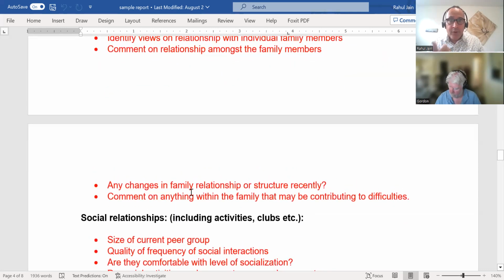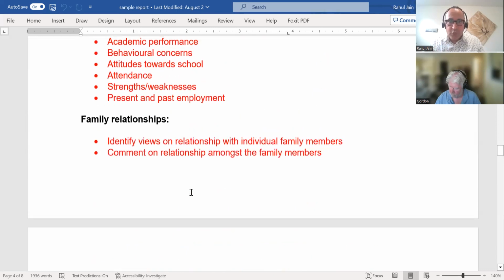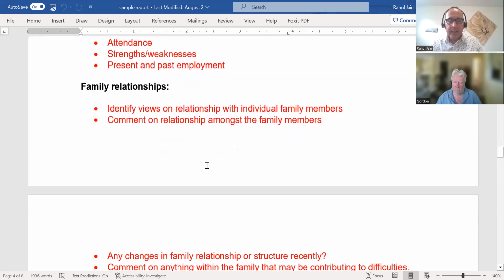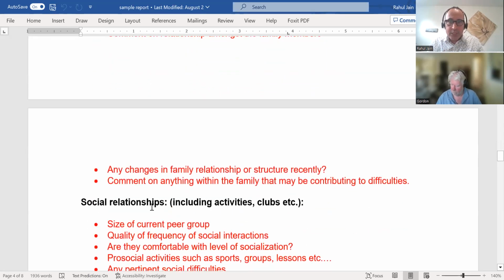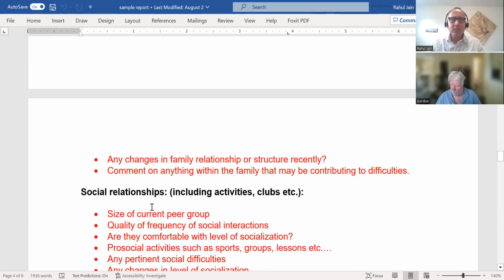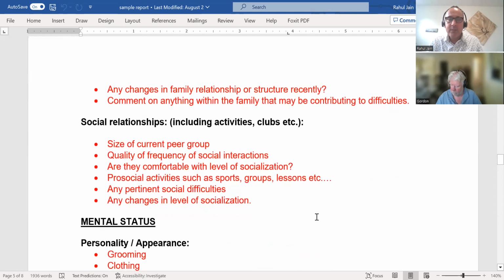Again, any changes in family relationship. So Johnny started to act out after his mom started dating someone, right? So something like that. Social relationship, again, very important. So if you're working with an adult, you can ask, so what's your social friendship? Do you have some friends? Do you participate in social groups? You can ask, again, the child or the youth or the parent.